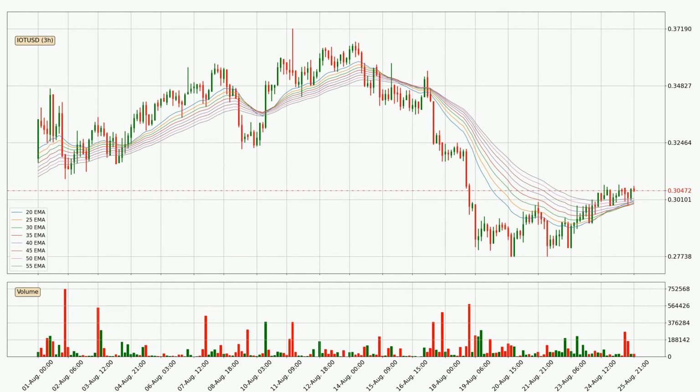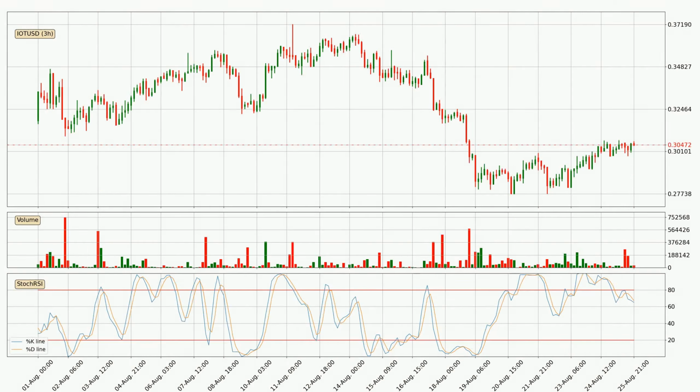Looking at the 3-hourly exponential moving averages, the current price went above the 3-hourly ribbon, so you should watch out for the price dipping back below the ribbon or if it will play as a support to the downside, which is currently at around 30.1 cents. Moving to the 3-hourly stochastic RSI, the stochastic RSI currently shows no overbought or oversold conditions, but we can see that the trend is currently going down because the K line is below the D line.